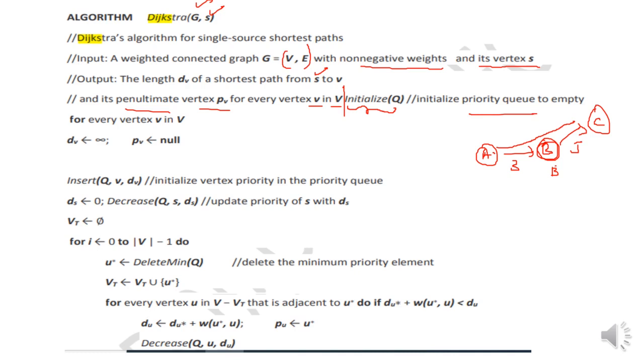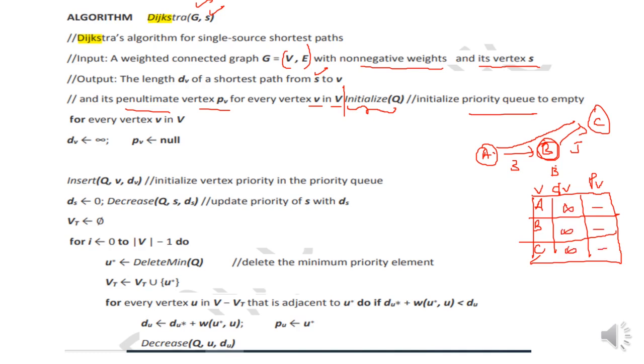Initially it is empty. So this line has to come in the next line, not in the comment line. Okay. Then all the vertices that are present in the graph, I am going to initialize. So A, B and C, for example, if I consider this graph A, B, C, what you need to maintain? Vertex V, and then distance V and the penultimate vertex. Distance, initially everything you need to set as infinity, PV is null.